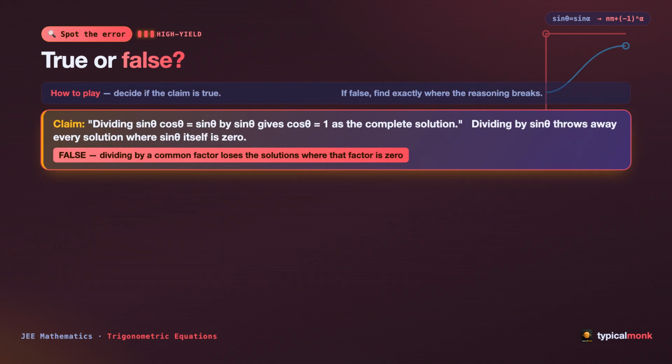Let us drill the JEE way. I read a claim, you decide true or false, and if it is false, find exactly where the reasoning breaks. First claim: dividing sin theta cosine theta equals sin theta by sin theta gives cosine theta equals 1 as the complete solution. Let us check. Dividing by sin theta throws away every solution where sin theta itself is 0. So this is false. Dividing by a common factor loses the solutions where that factor is 0.